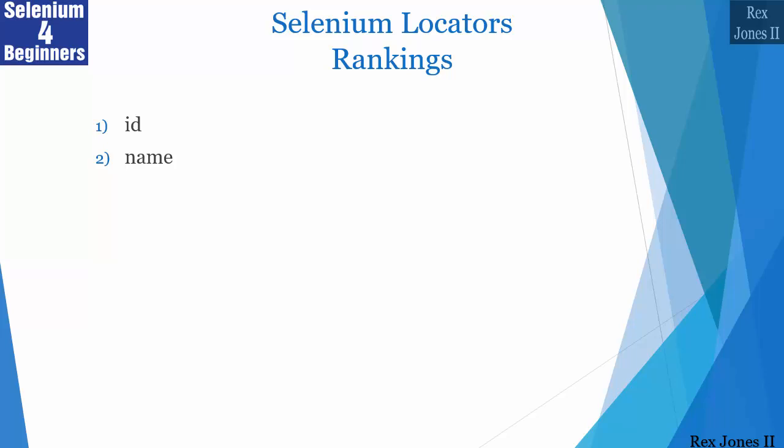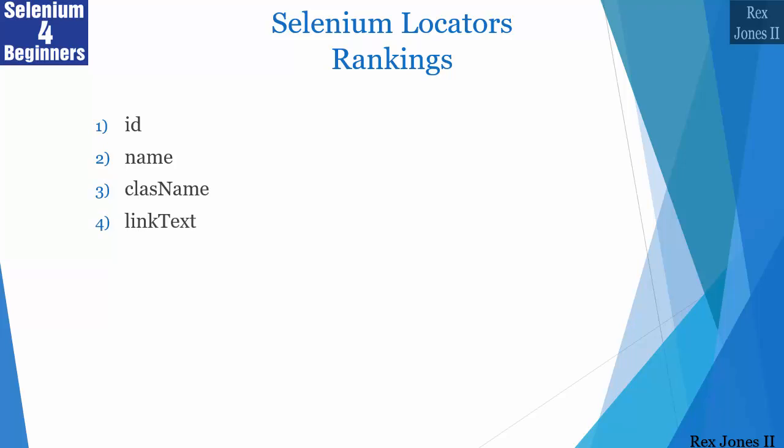If an ID or name attribute is not available, then third is class name. A class name does not have to be unique. There can be one or more class names for an element. Some elements may not have a class name at all.